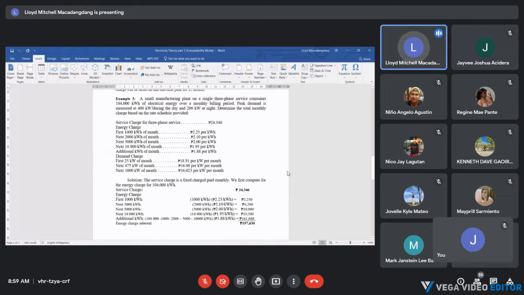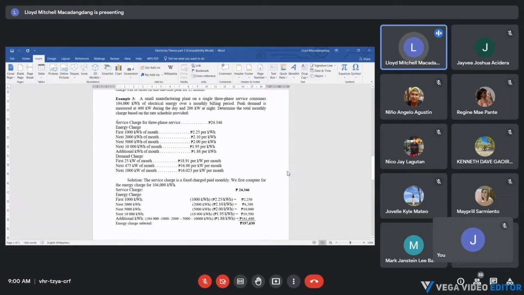So given here is the service charge. A small manufacturing plant on a single three-phase service consumes 104,000 kilowatt hour of electrical energy over a monthly billing period. Peak demand is measured at 400 kilowatt during the day and 200 kilowatt at night. Determine the total monthly charge based on the rate schedule provided.